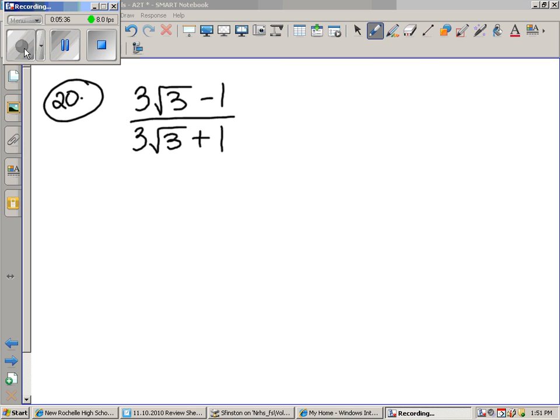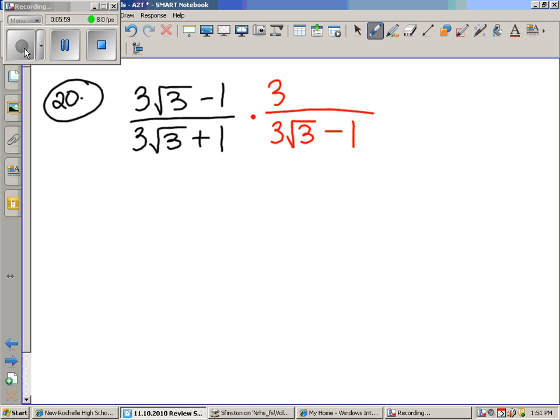Okay, problem number 20. Labor-intensive problem. We have to do some serious work. All right, we have a binomial in the denominator. How do you get rid of that binomial? You multiply by what's called the conjugate. That'll do it every time. 3 radical 3 minus 1. And I'm going to put everything in parentheses to remind myself of the most annoying thing ever that we have to do next, which is FOIL.